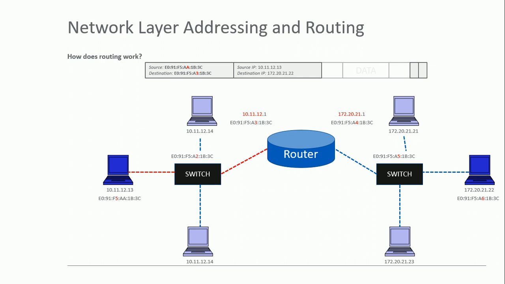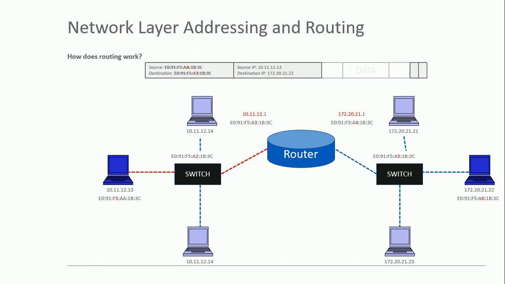The router is then going to look at that header, right? It's going to look at that packet header, and it's going to say, okay, I just received this packet. It came from 10.11.12.13. It's got to go to 172.20.21.22. It knows where that computer is. It knows that that's connected to that network on the right side. But the destination MAC address is set to the router.